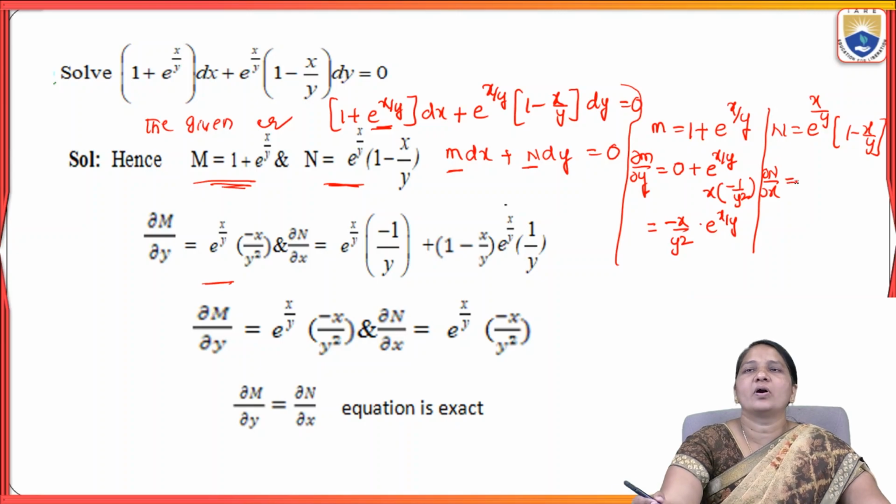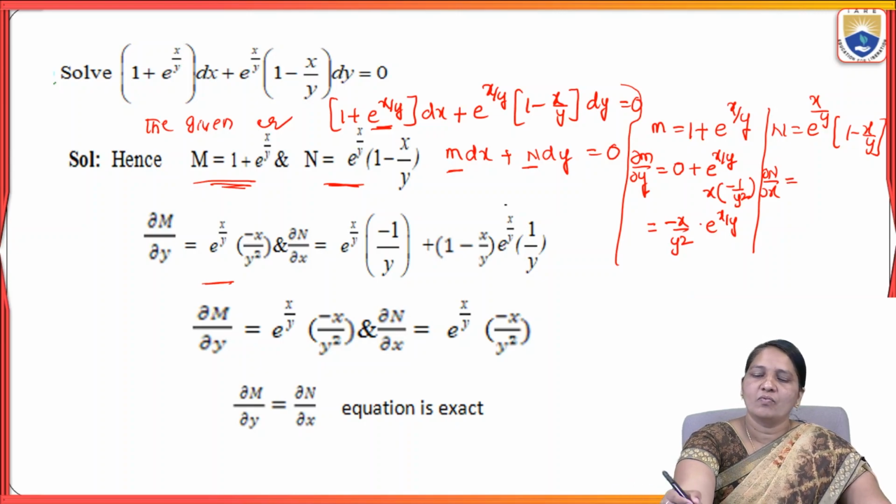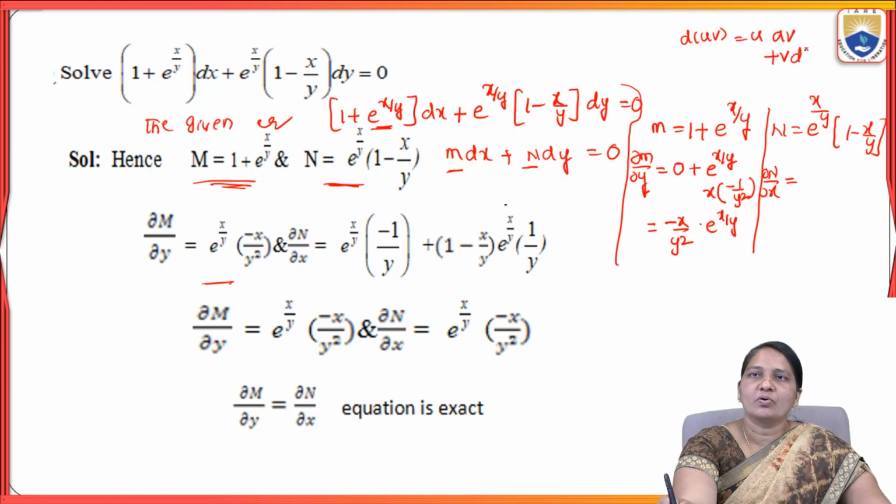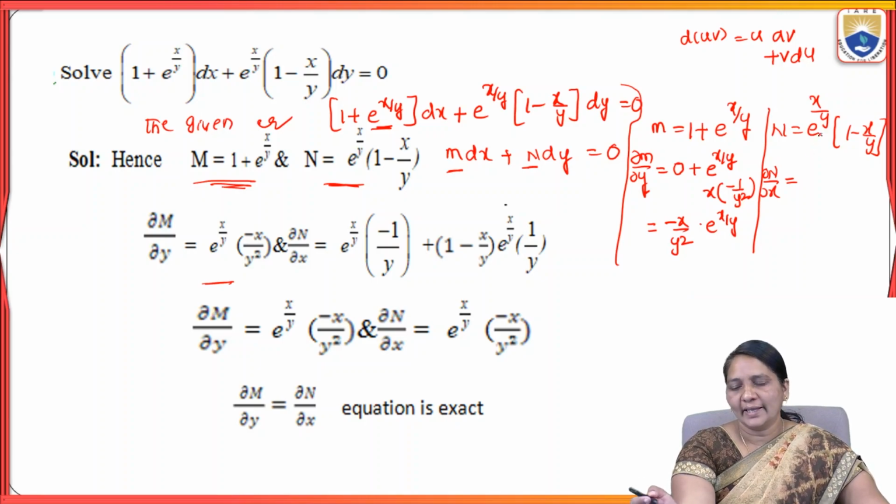So here we are following the u into v formula. What is the derivative of u into v? u derivative of v plus v derivative of u. This formula we are going to follow here for the n. So here e power xy is u. So derivative of v first we are doing.